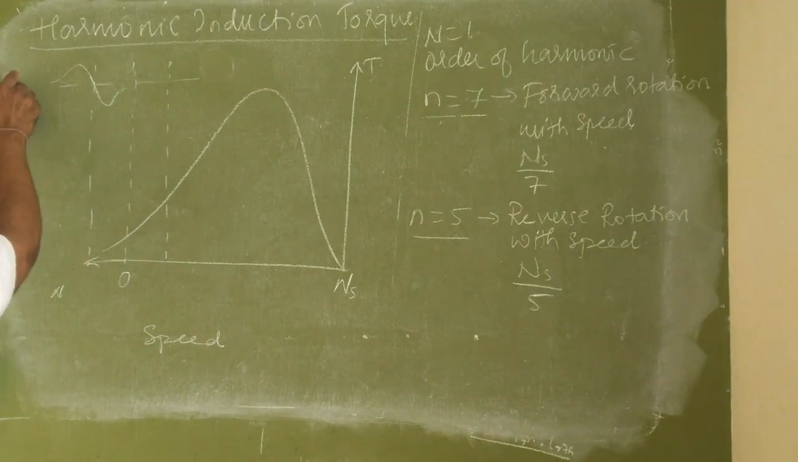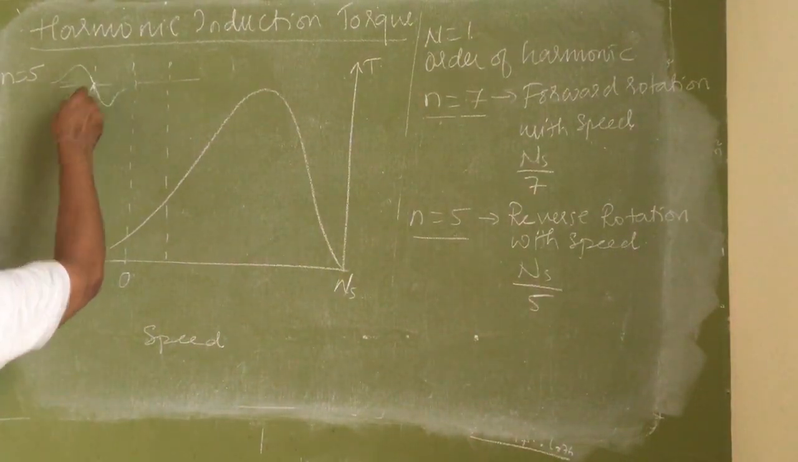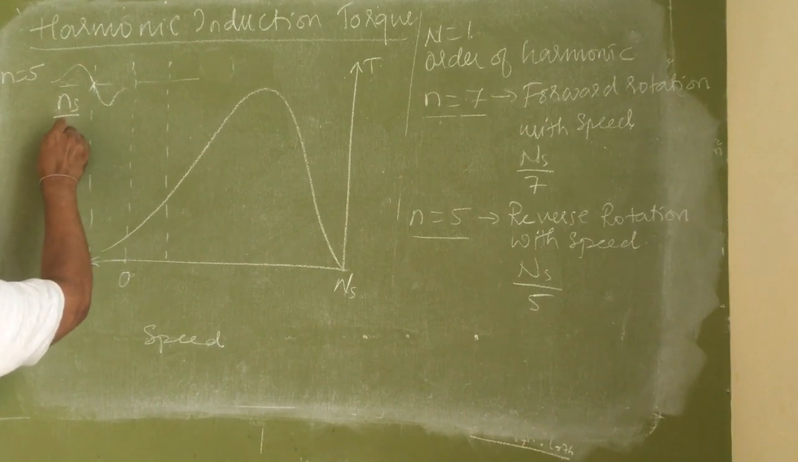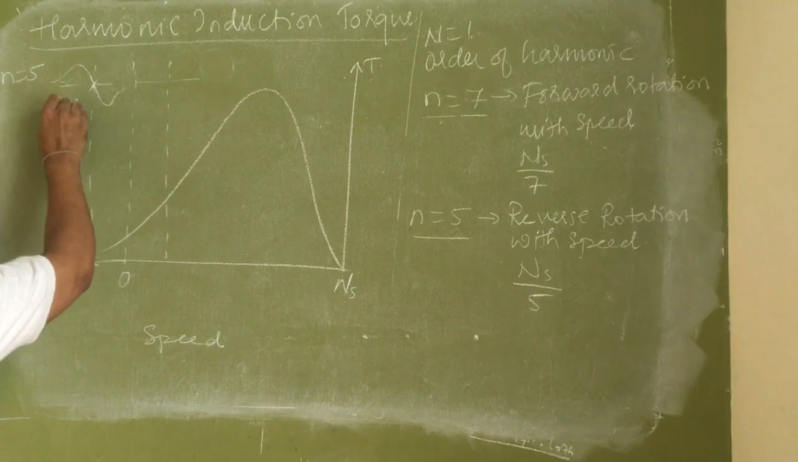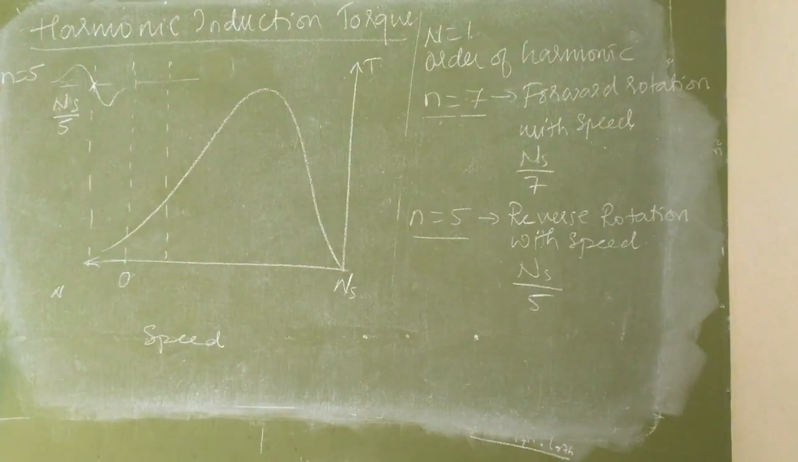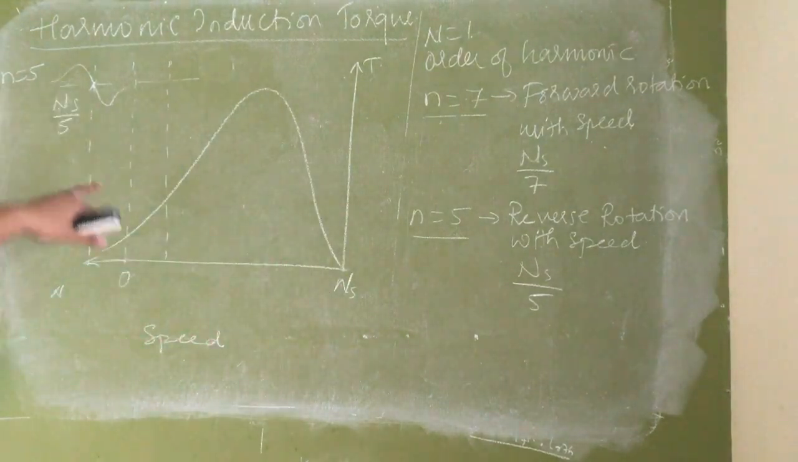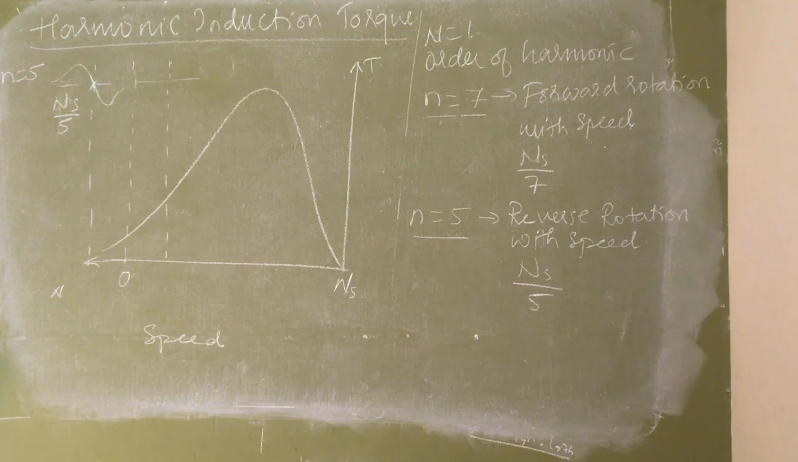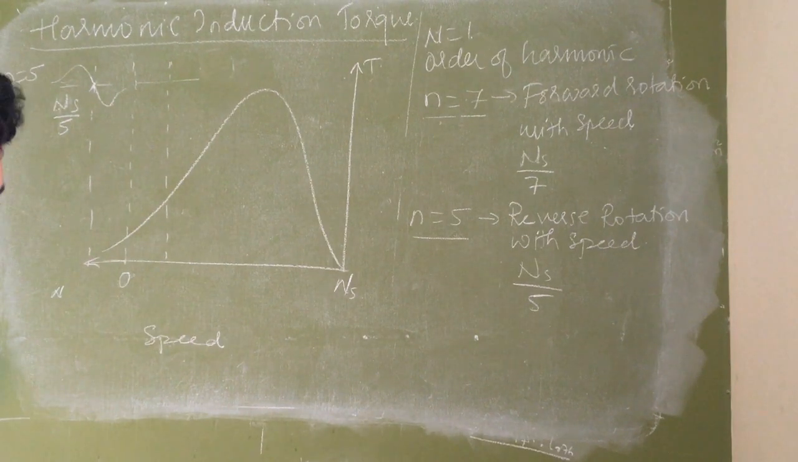This is n equals 5, the 5th order harmonic, and this will be Ns by 5. So I shall take the capital NS only. In the notes it is small ns, in RPS, because I have taken RPM, I will discuss with RPM. There is no change. It is simply divided by 60, that's it. The concept will remain the same.